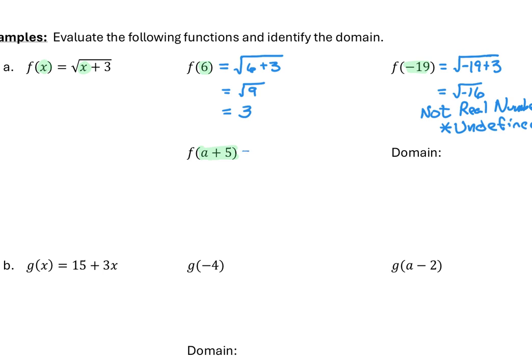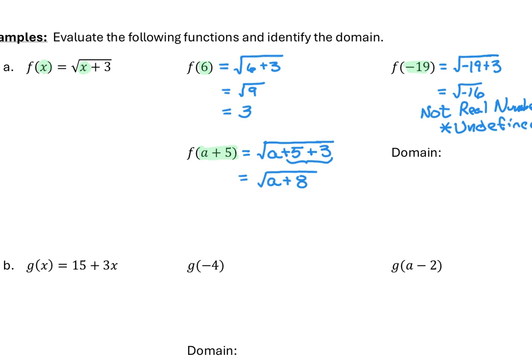So if we do this, we get the square root of, again, x we're going to replace with a plus 5. And then we still have our plus 3. In order to simplify this, all we can do is combine like terms inside. And so we want to add 5 plus 3. We'll leave the a alone, and we get a plus 8. We cannot simplify this any further, and so this is as far as we go.